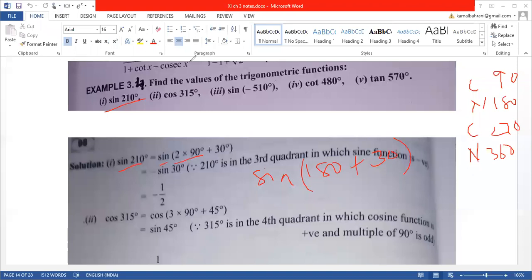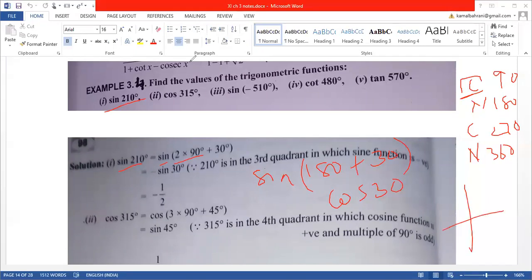If you remember, what was it? Sine will change to cos. In 90 minus, 90 plus, sine changes to cos, cos changes to sine, tan to cot, cot to tan. This way. Clear? So sine 180 plus theta will be what? It will change to what? Cos of 30.